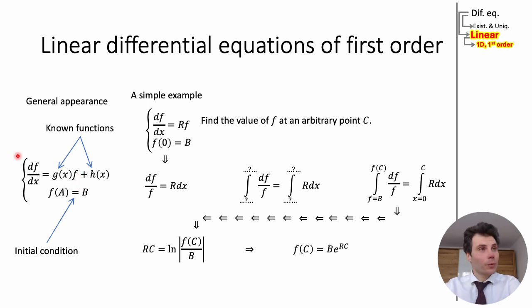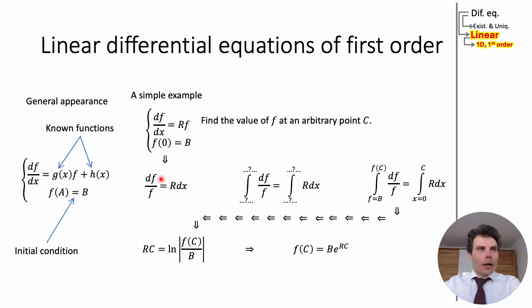So here is the full problem with the equation itself and with the initial condition. A is the original value of x, b is the original value of f, f is the unknown function. And let's examine first the very simple particular case of this equation, where h of x is equal to 0 and g of x is just a constant, a constant parameter r, and f of 0 is b, so a is equal to 0.